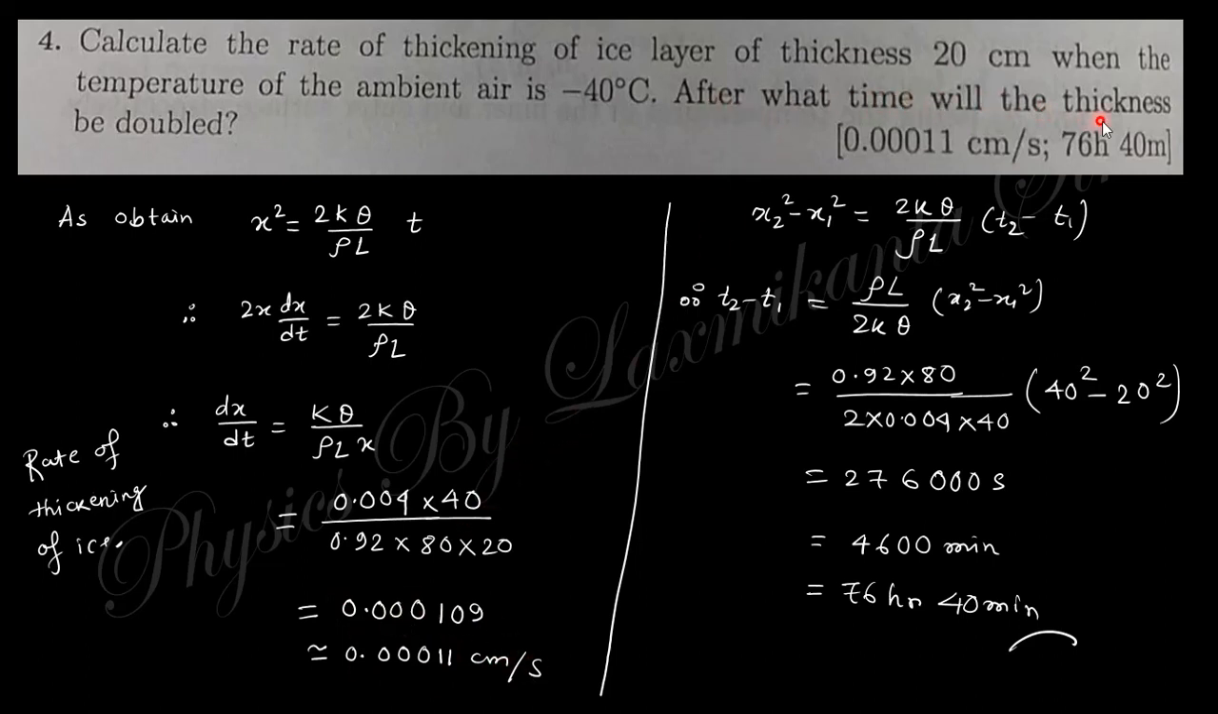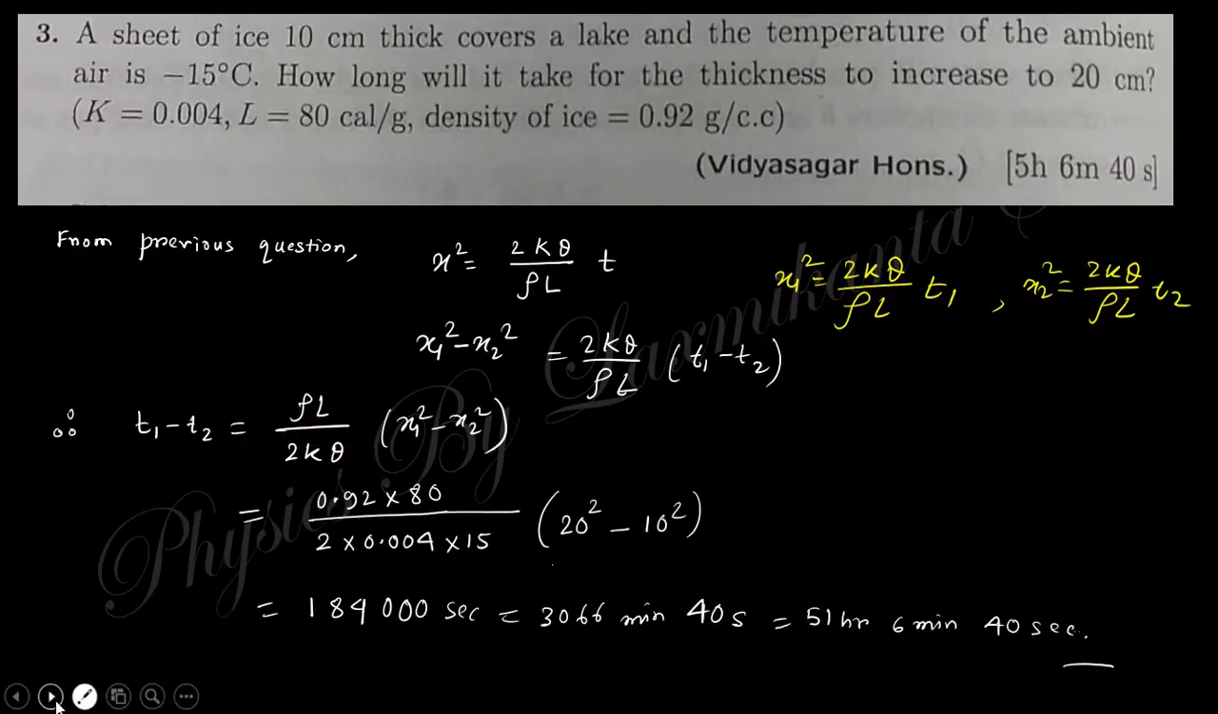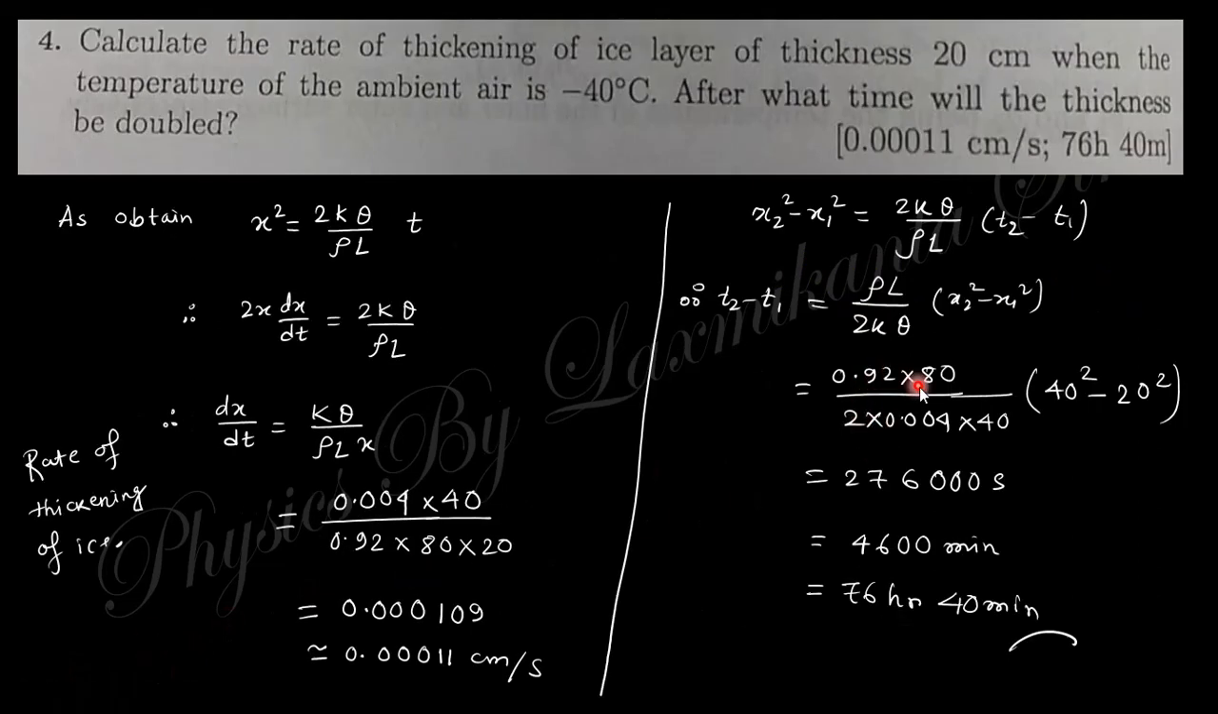Now the question: after what time will the thickness be doubled? For the thickness to double, we use x1 square minus x2 square like that. This is the equation used in the previous question, so put in the values of ρ, k, θ and L. We used this ρL k earlier; this is a standard value for ice. Here these values are not given, so we use the standard values as given in the earlier question. Using these, you can easily find it will be 76 hours 40 minutes to double the thickness of the ice.